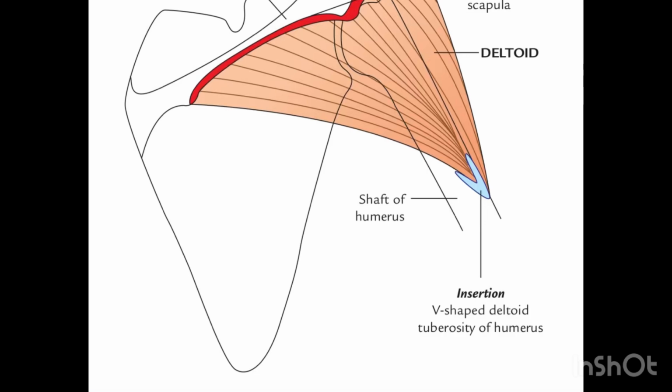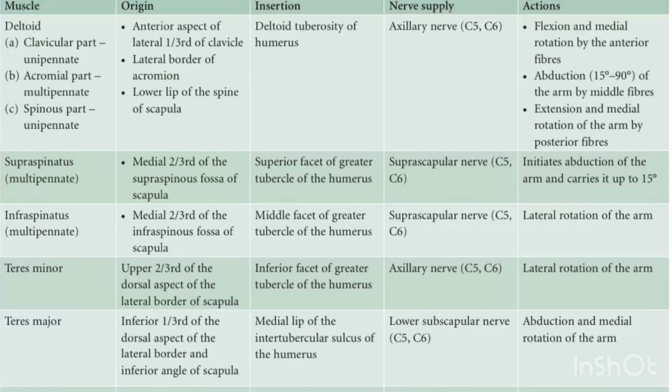Now, what is the nerve? The nerve here is the axillary nerve. Don't forget the axillary nerve, C5, C6. Don't forget.